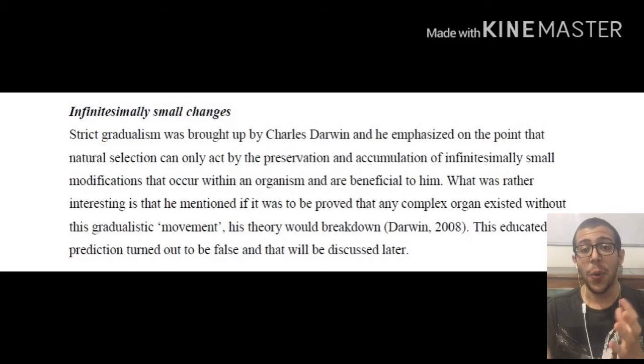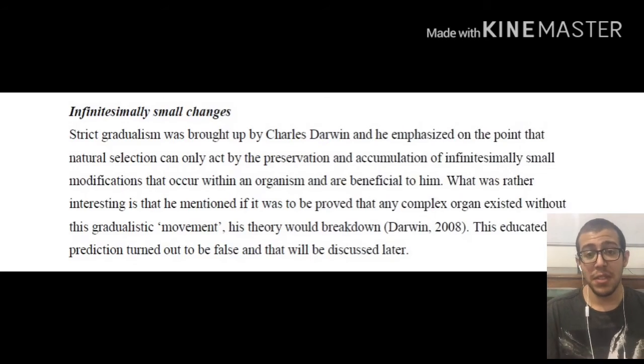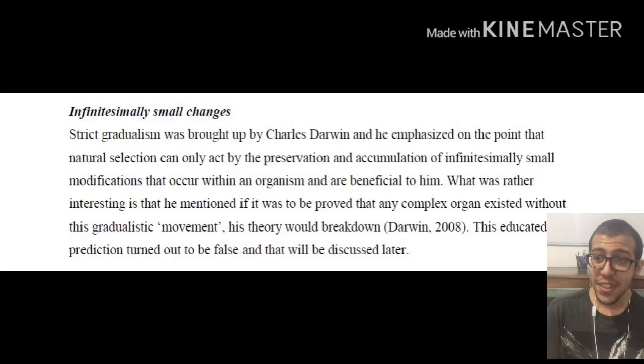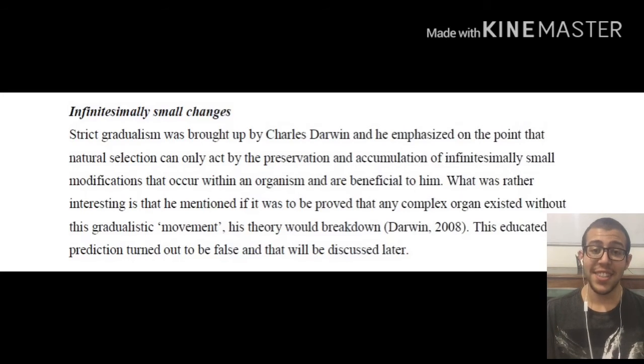Now, how important these infinitesimally small changes were and how right this concept is will be discussed later on in the videos. What was rather interesting is that he mentioned if it was to be proved that any complex organ existed without the gradualistic movement, this theory would break down. This educated prediction turned out to be obviously false, and that will be discussed later.